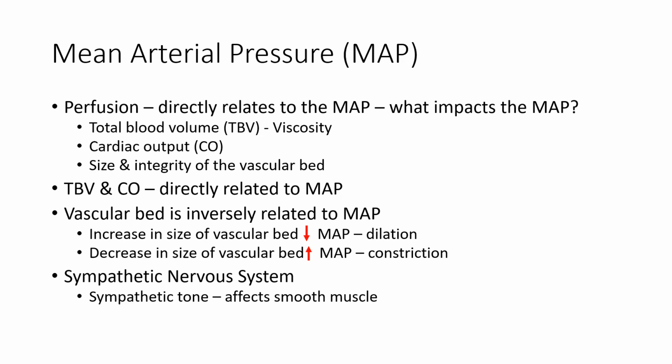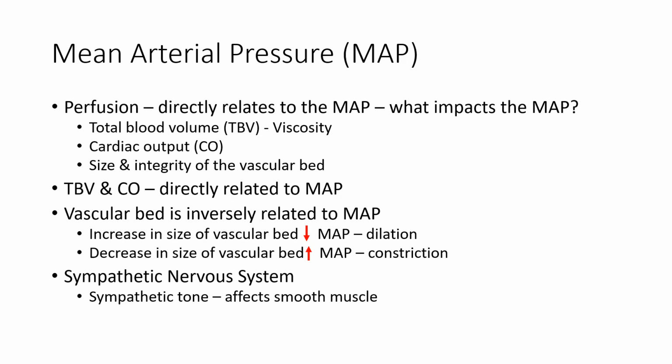So that total blood volume and that cardiac output are directly related to mean arterial pressure. If our blood volume goes down and our cardiac output goes down, our mean arterial pressure is going to go down. But within distributive shock, we don't have a loss of blood volume per se, or of the viscosity of the blood. So the vascular bed is inversely related to the MAP. As that vascular bed increases, our mean arterial pressure goes down. That vascular bed increasing is really, as we are seeing with distributive shock or sepsis, the dilation of vascular beds from that inflammatory response.